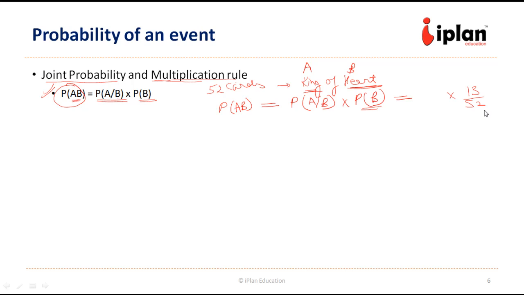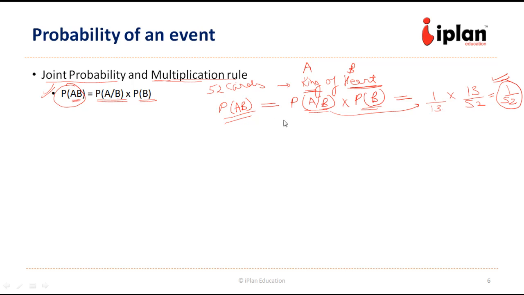And now once it is given that card is of heart, what is the chances of it being king? Since total there are 13 cards and only one is king, so that probability is 1 by 13. So probability of A given B, conditional probability is 1 by 13. So 1 by 13 into 1 by 4, or it is 1 by 52. So this is the probability of event A and B, or joint probability of A and B.